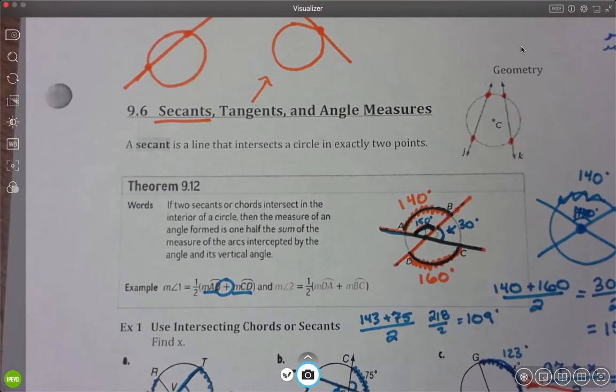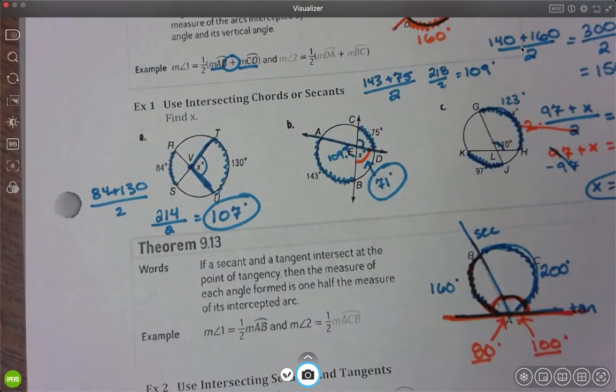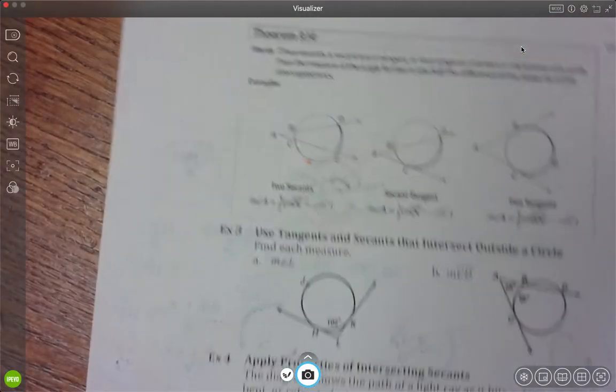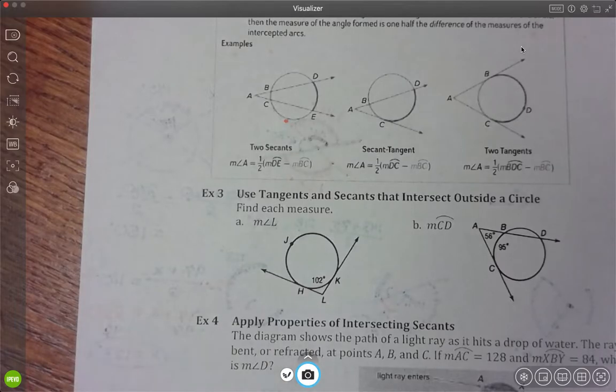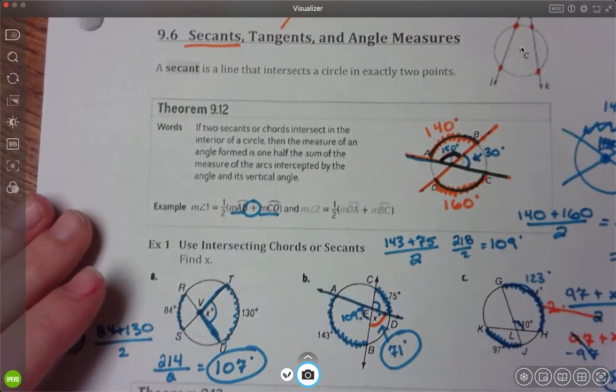Okay, geometry, this is the second half of section 9.6. We did the first side, or the first page, in the last video, and now we're going to finish this back side here. So just a couple of examples, but I'm going to go through and highlight some points here.